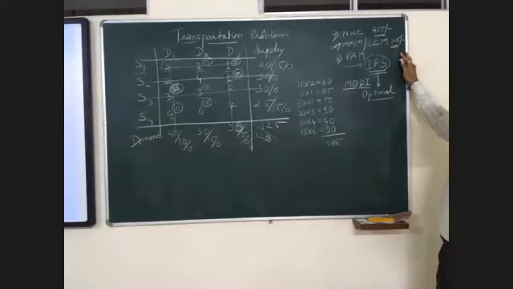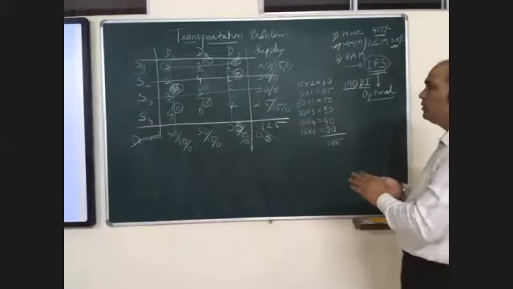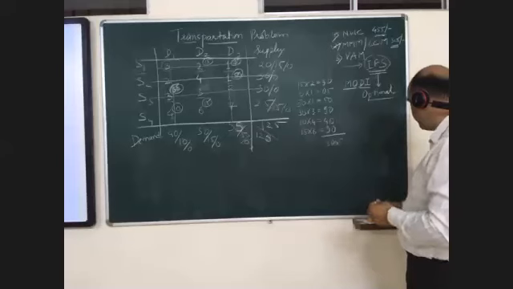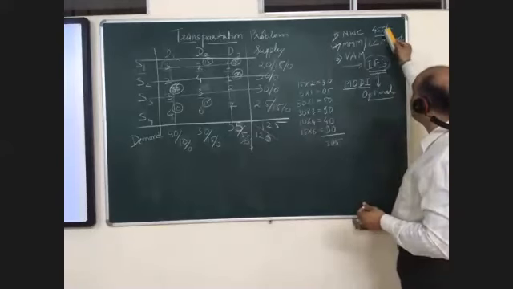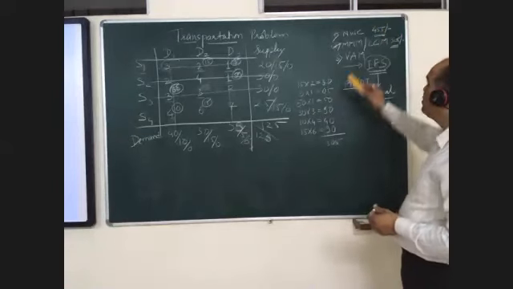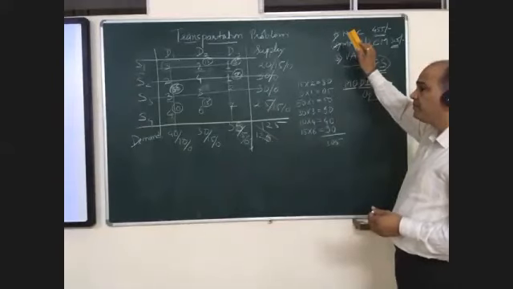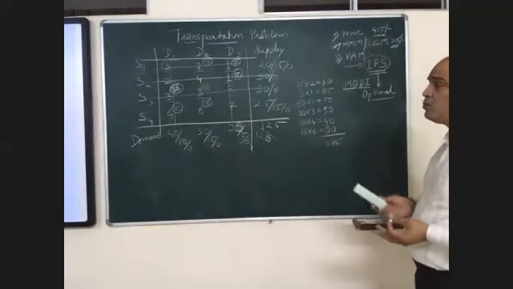So that 150 rupees saved is directly my profit. True or false? My question is true or false? This money saved is my profit or not? Yes, there is a saving of 150 rupees, sir. Yeah, we are saving 150 rupees. 150 rupees saving is directly added to my profit.